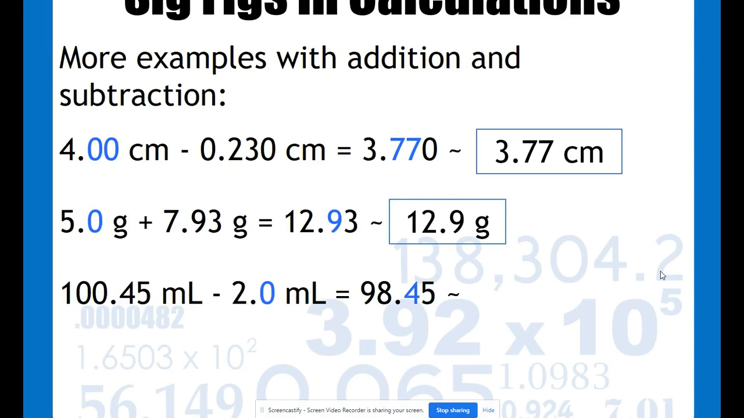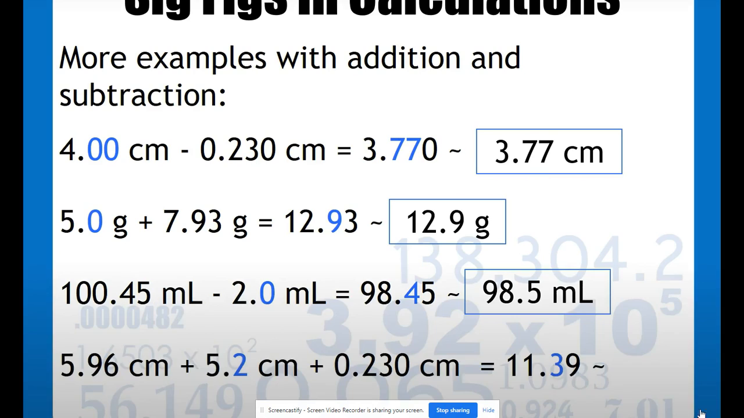In this subtraction problem, notice we have 1 decimal place to the right. That means our answer can only have 1 decimal place to the right. So therefore, we do have to round up, though, because there is a 5 next to the 4. So it'll be 98.5 milliliters.